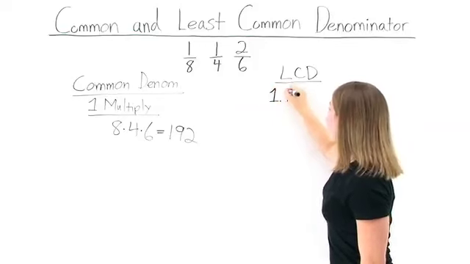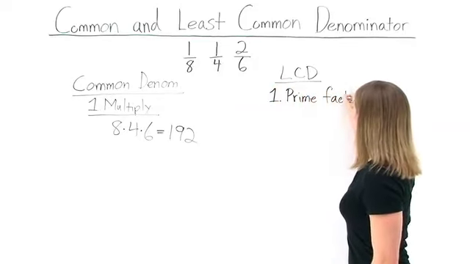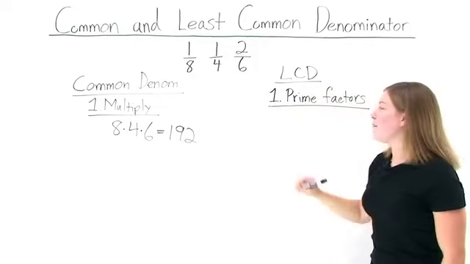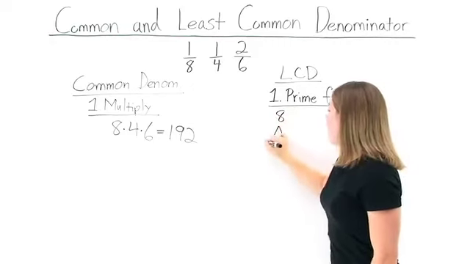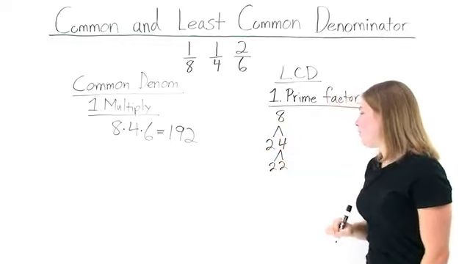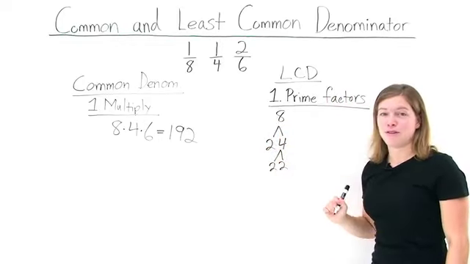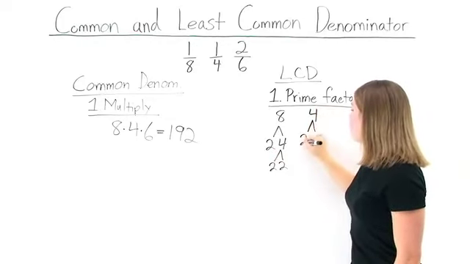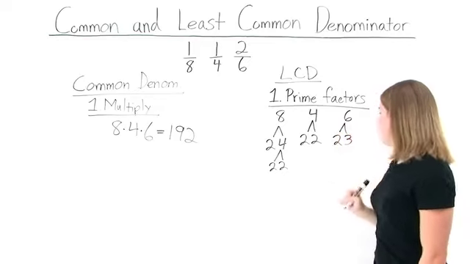To find the least common denominator, step number 1 is to first find the prime factors of all of our denominators. So take our first denominator of 8. Let's break it down into its prime factors. 8 is 2 times 4, and 4 is 2 times 2. So our prime factors of 8 are 2 times 2 times 2. Repeat this process for all of our other denominators. 4 is 2 times 2, and 6 is 2 times 3.